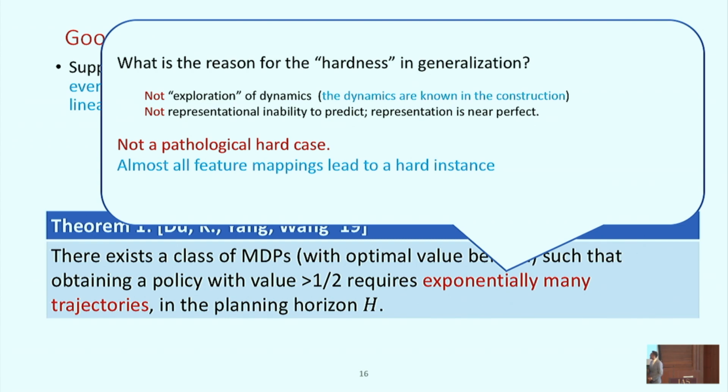And what I think is appealing about this lower bound, sometimes lower bounds are pathological and might not say something about reality. What's interesting here is that when you look at this construction, this is not a pathological instance. There's a sense in which almost all feature mappings will lead to this hard instance. So I actually think this lower bound is very revealing to some of the difficulties we're facing in practice.